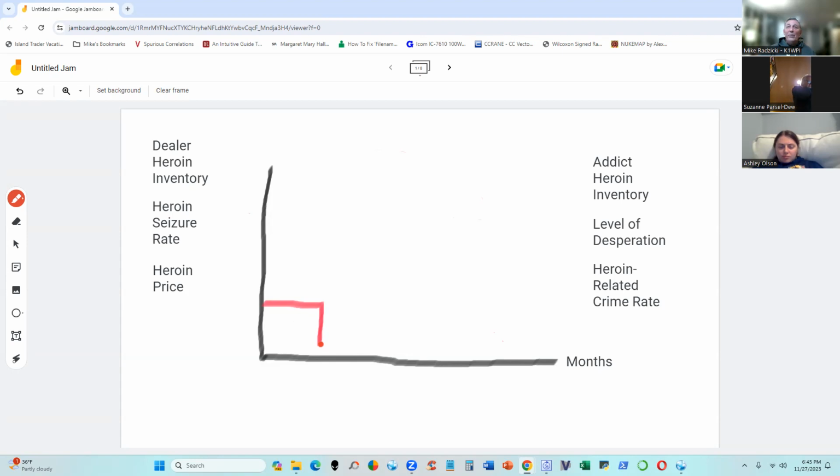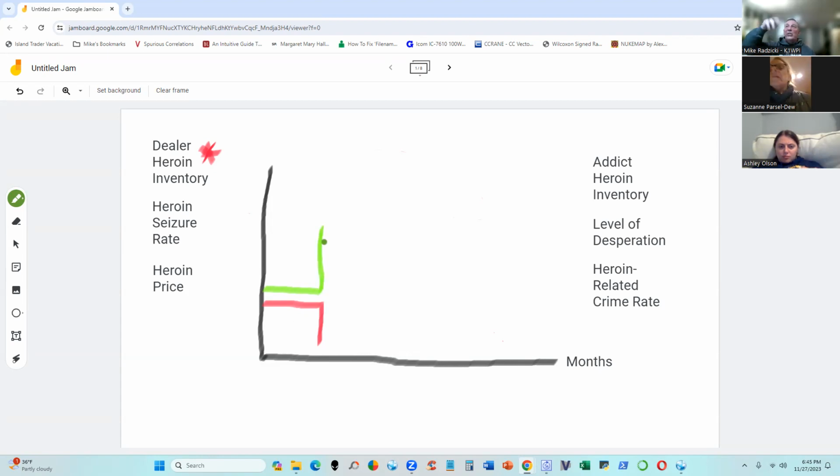And then what happens over time? Well, let's go one step at a time. So there's a drop in the dealer inventory. So that's in red here, right? And it drops because there is a big spike in seizures.